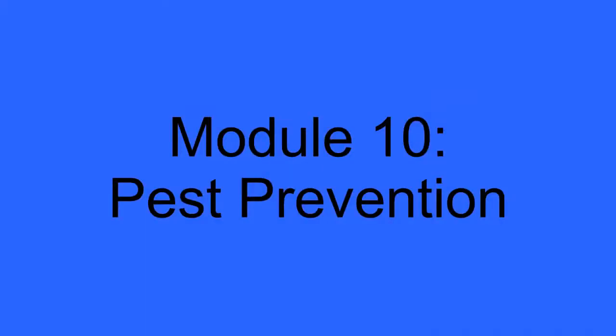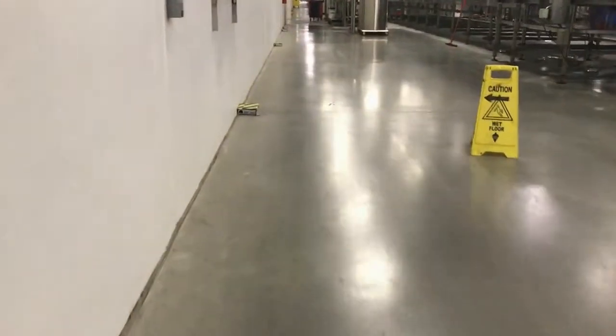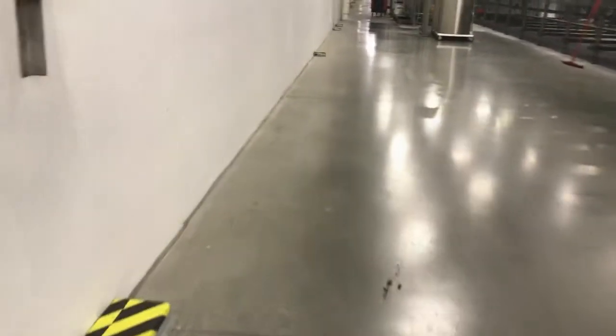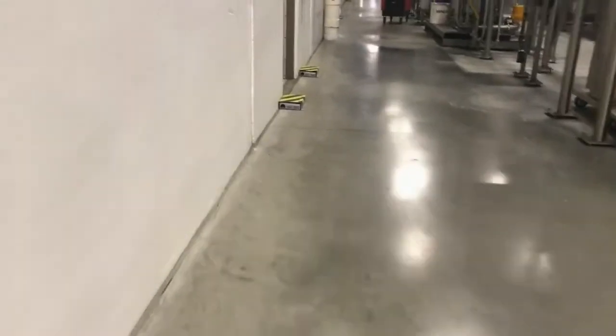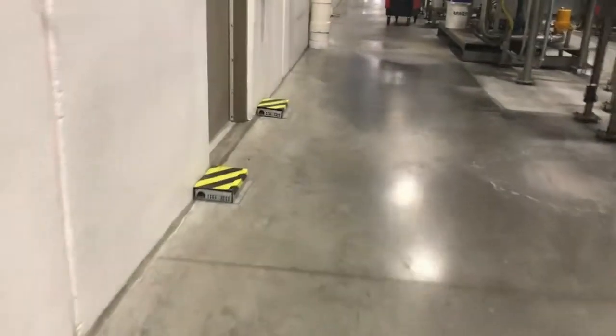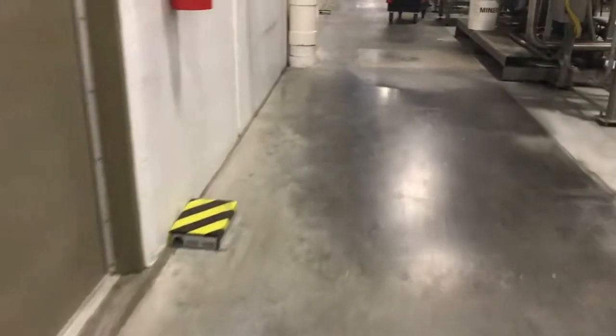Module 10. Pest Prevention. What is a pest? A pest is any insect or animal that naturally occurs in the area that we do not want in our facility. They can carry disease and contaminate our product with dirt, hair, feathers, and droppings. However, since we produce food products, we cannot use chemicals or pesticides to take care of pests. So our best means to control pests is through prevention methods.